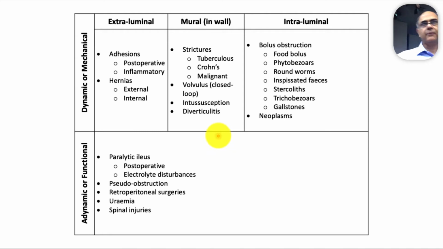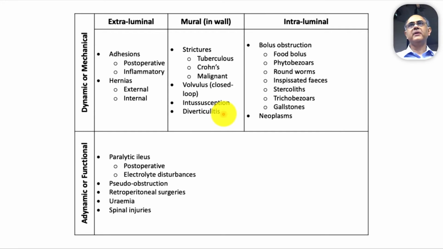So tumor can protrude into the lumen, and tumor can actually involve the wall of the intestine, and they can produce strictures. If you remember, there are three types of malignancy: the tubular variety, the annular variety, and the strictured variety. Then comes the volvulus. So when the intestine twists upon its own axis, this is volvulus.